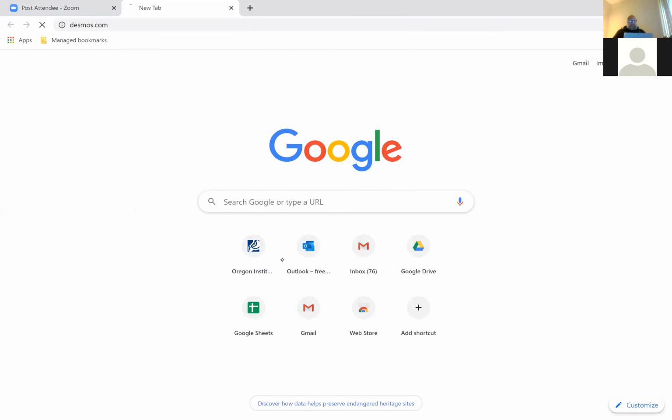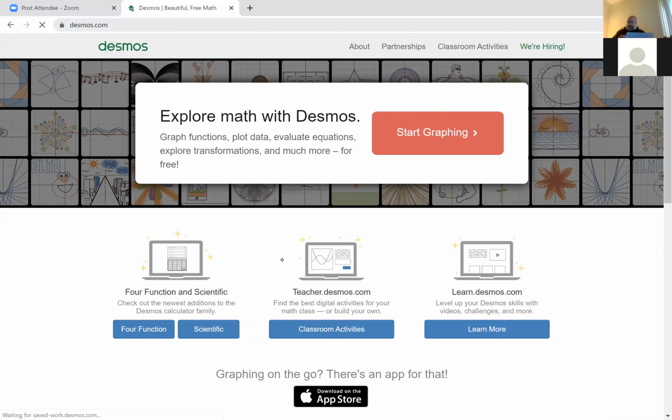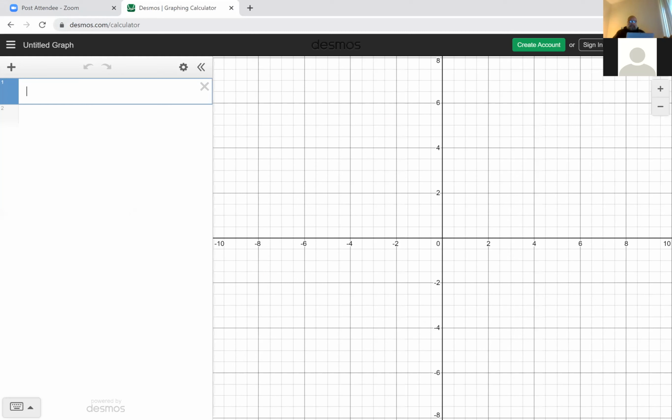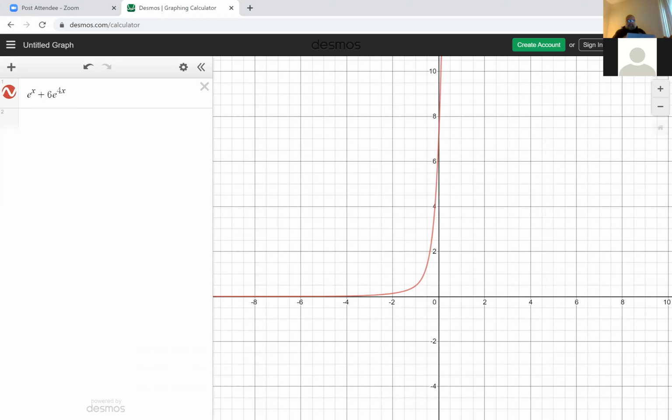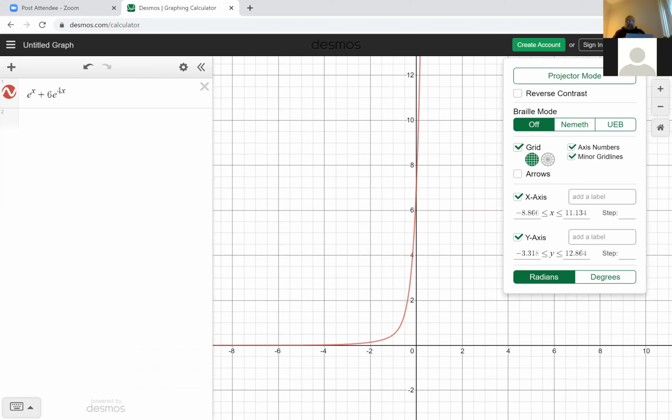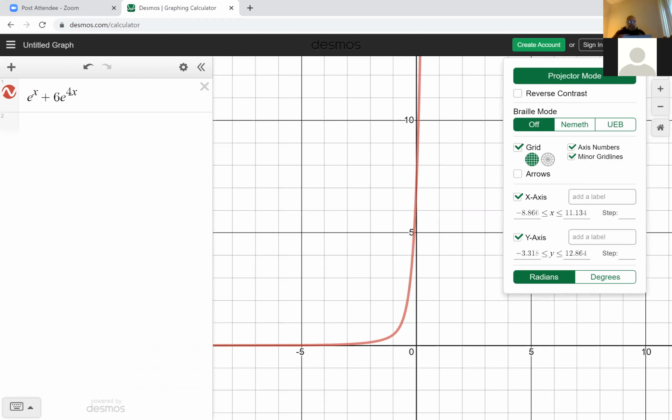Nice. So what I want to do is graph these 2 equations. And so my equations were, what were they? E to the t, we're just going to use e to the x, plus 6 e to the 4x. Yeah, that's going up like a bat out of heck right there, and it's not coming back. So if this was your population of bacteria, you've got a problem.